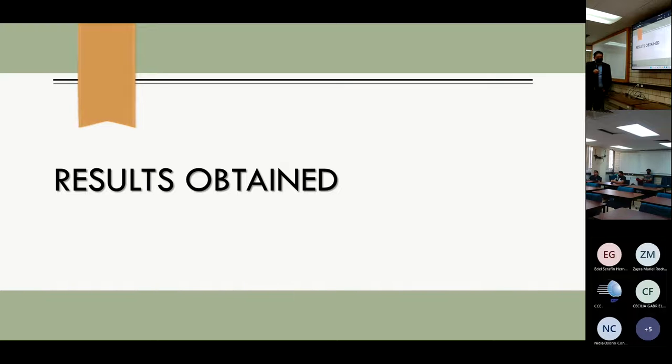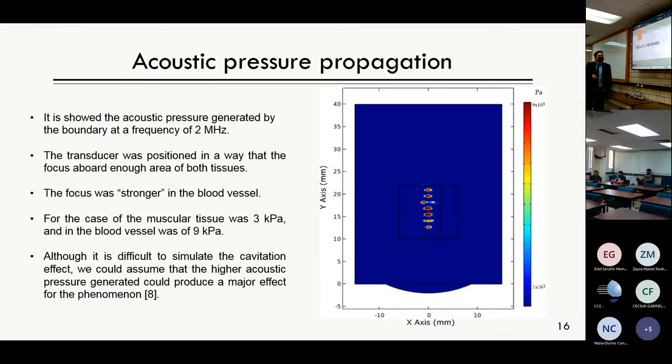The results obtained in this simulation start with the acoustic pressure propagation. It is shown in the figure on the right: the acoustic pressure generated by the boundary at a frequency of 2 MHz. This frequency gave the best case scenario of pressure distribution in a focus in the soft tissue, as our best result.